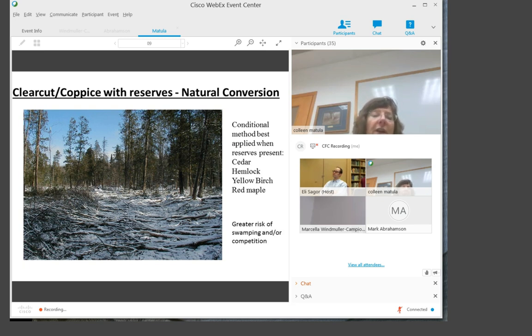But the successful sites that have been managed through this method have had a lot of reserves left at the site after cutting, and species like cedar and yellow birch have seeded in the areas that have been cut.